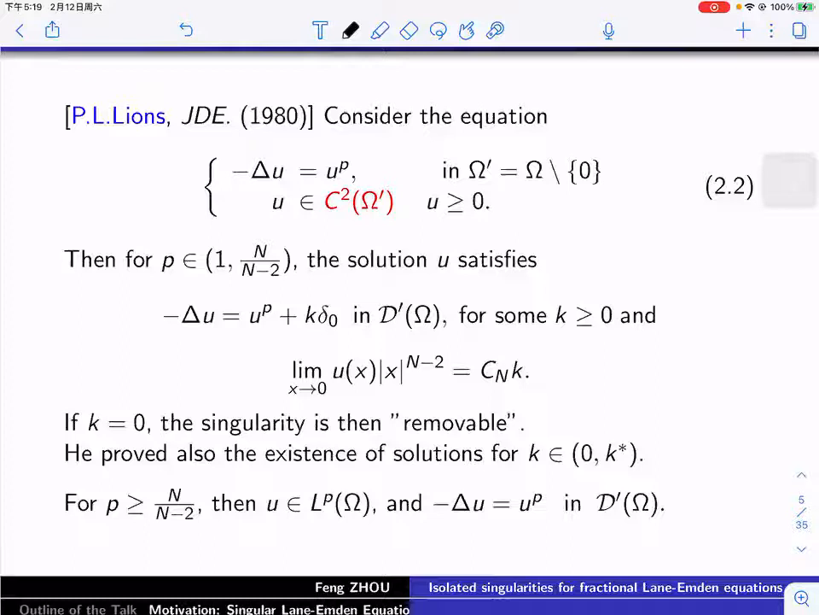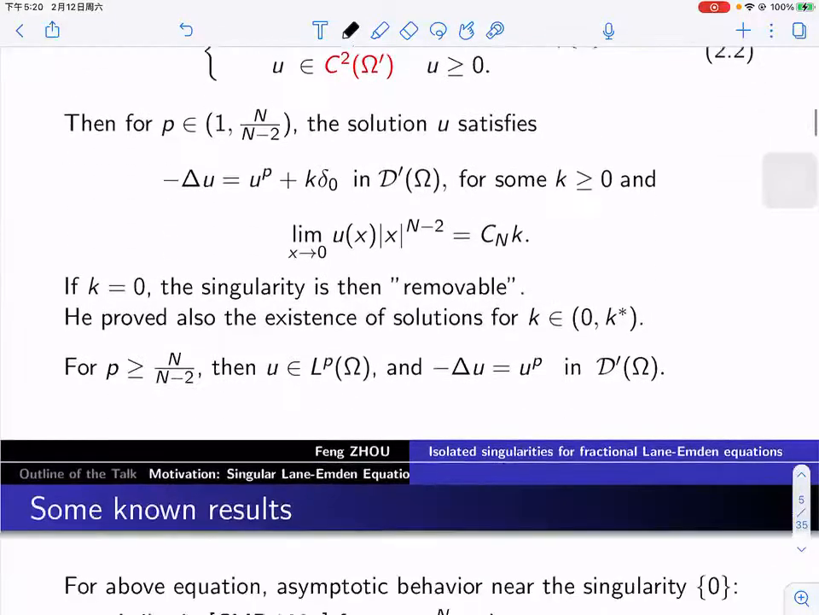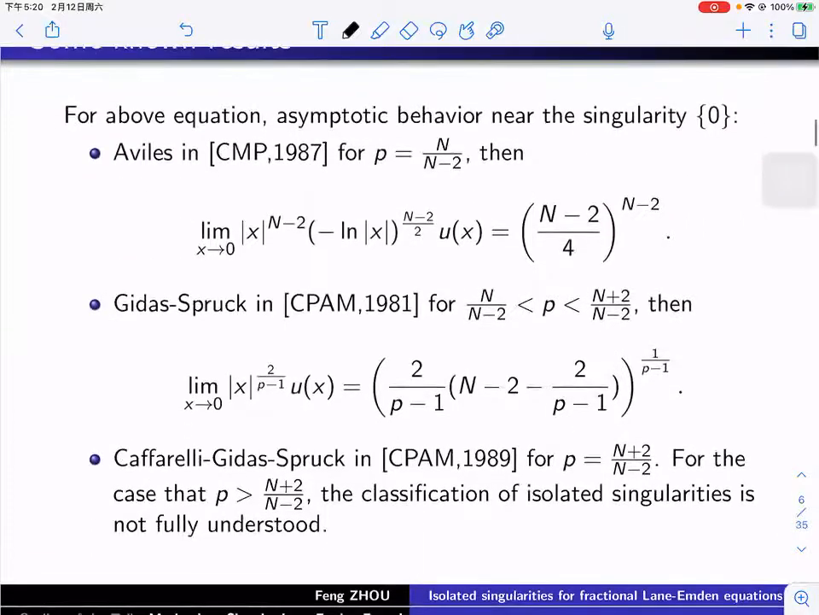But for k bigger or equal to n over n minus 2, the solution U belongs to L^p and satisfies in the distribution sense minus Laplace U equal to U to the power p. Then in some sense we cannot see the singularity, for the power of the Green's function of the domain. In this direction there are many other results from the 80s, such as Aviles, Gidas-Spruck, and Caffarelli-Gidas-Spruck, etc.